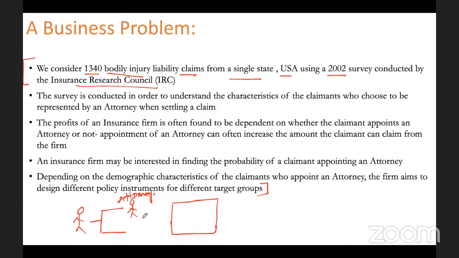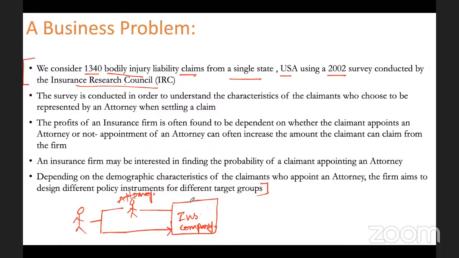This lawyer, on behalf of his or her customer, would file the claim settlement form with the insurance company. This is the insurance company. So this is one path. The other path is that the customer, herself or himself, would file the claim settlement process, or would file all the documents with this company.